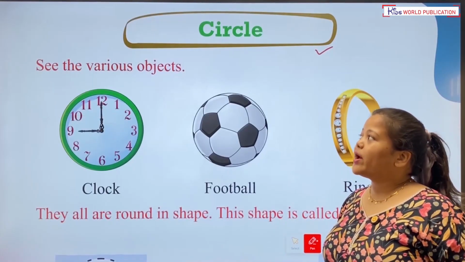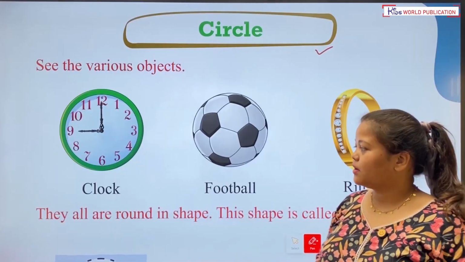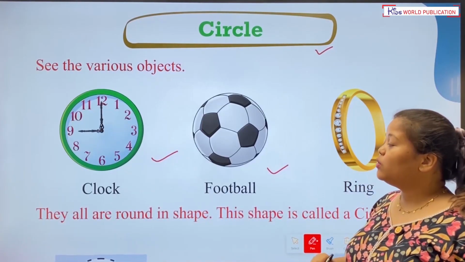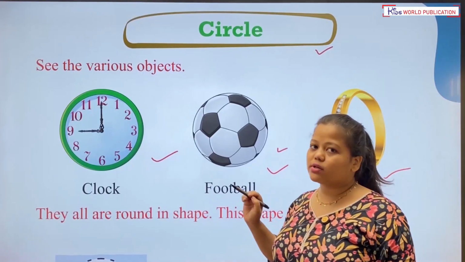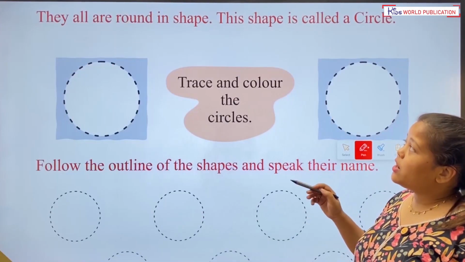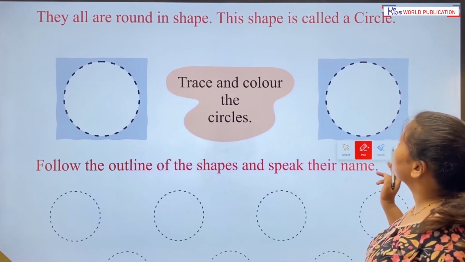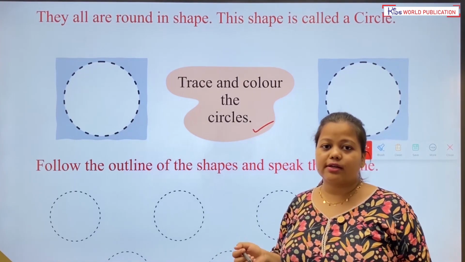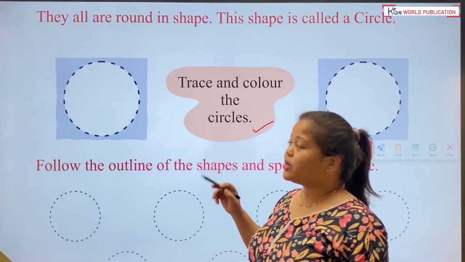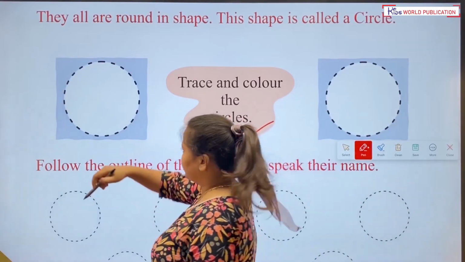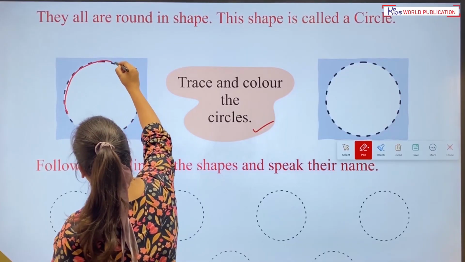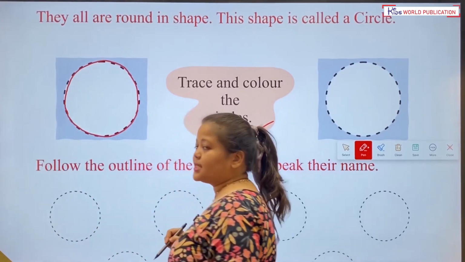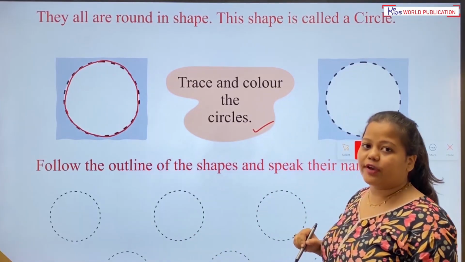Circle. See the various objects. Clock, football, ring. So these all objects are circular in shape. They all are round in shape. This shape is called a circle. Trace and color the circle. So kids, circle is basically round in shape. You will trace it and color it. This is how you will trace it and color it in your favorite color.